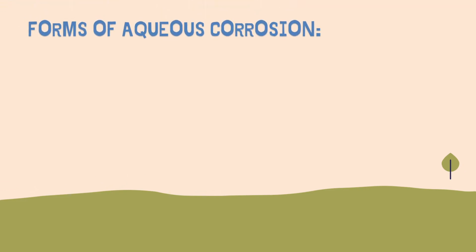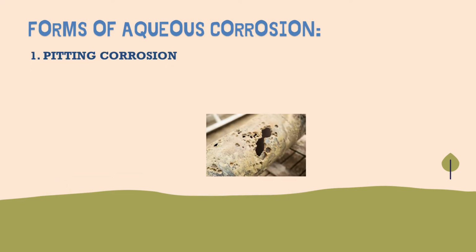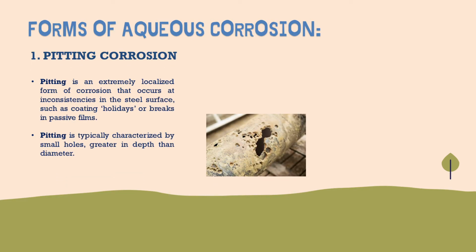There are different forms of aqueous corrosion, one of which is pitting corrosion. Pitting corrosion is an extremely localized form of corrosion that occurs at inconsistencies in the steel surface, such as coating holidays or breaks in passive films. Pitting is typically characterized by small holes, greater in depth than diameter.